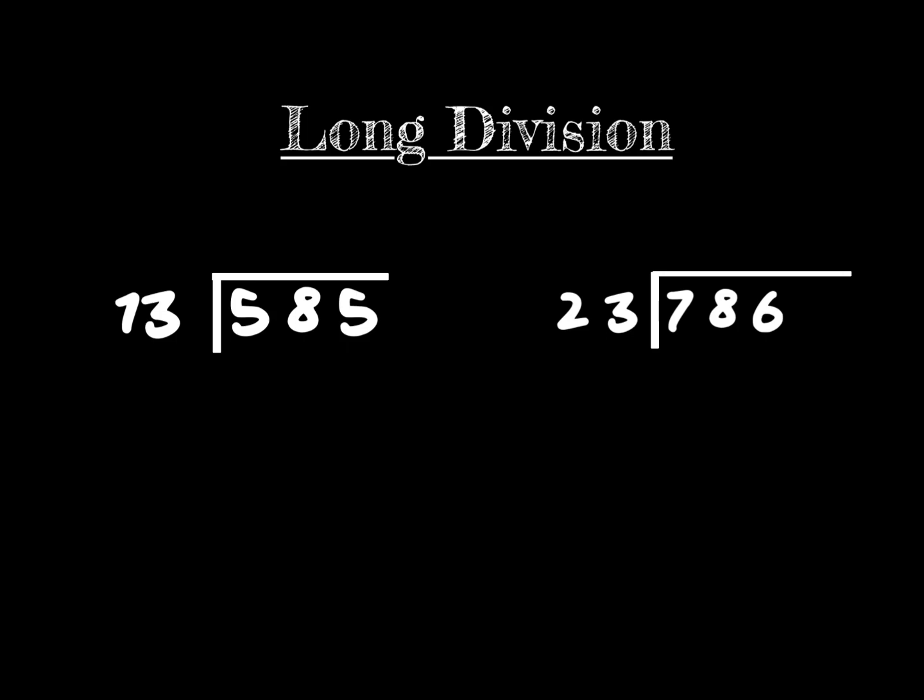We don't know our 13 times table, so we have to do a little bit of estimating, and you'll need a little bit of space for working out. So we'll start with our first example here. So 13 into 5 does not go, so we can put a 0 in there and carry our 5 over.